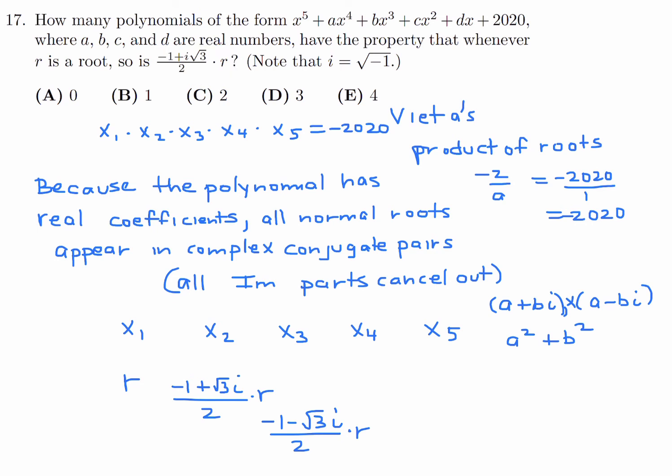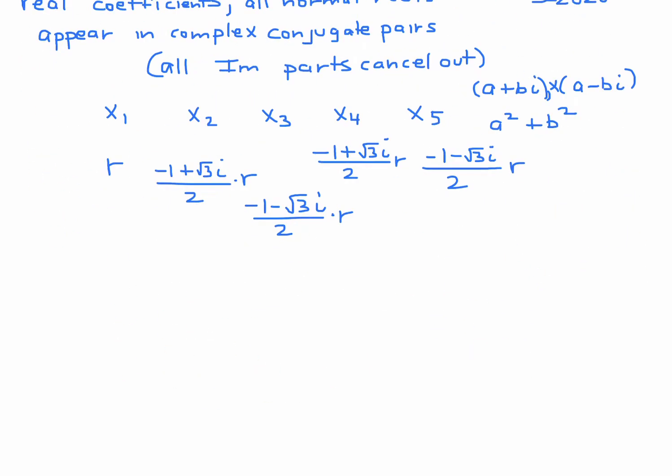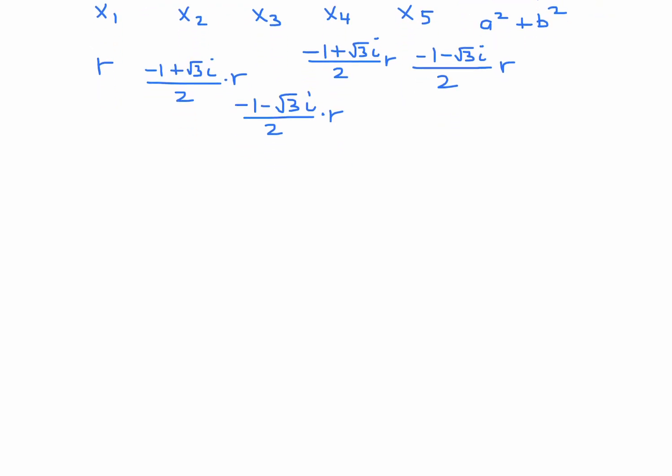But they're saying that this has to be one of the roots. Okay, let's make it a root then. Let's make it another root. I don't see why not. So we put that again as x4. And then x5 must be the conjugate of this. It has to be in order for the imaginary part to cancel out. So there we go. That is negative 1 minus root 3i over 2 times r. All right, that's pretty decent, I think. So here we go. That's a very reasonable way of getting a polynomial.